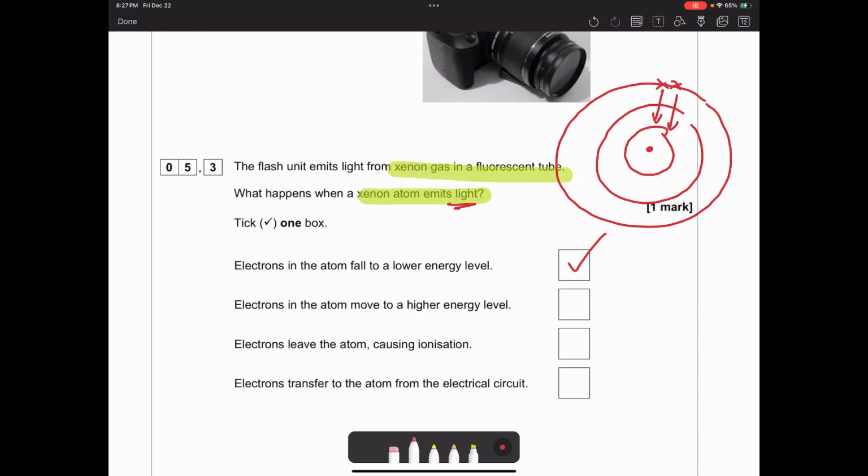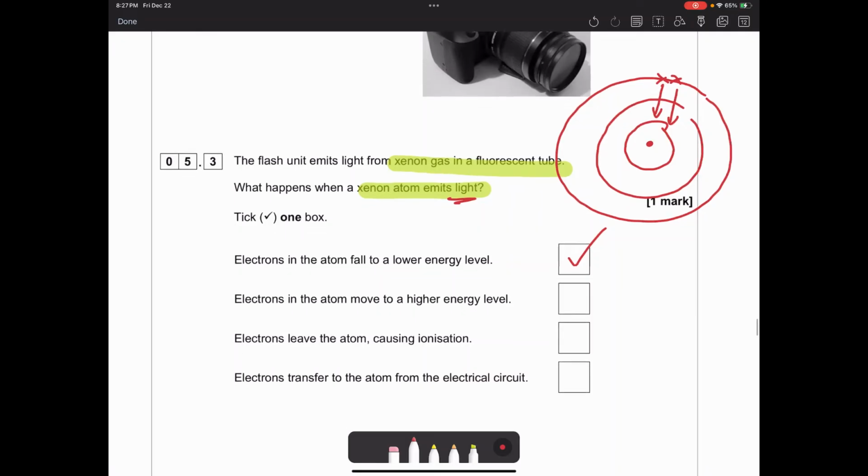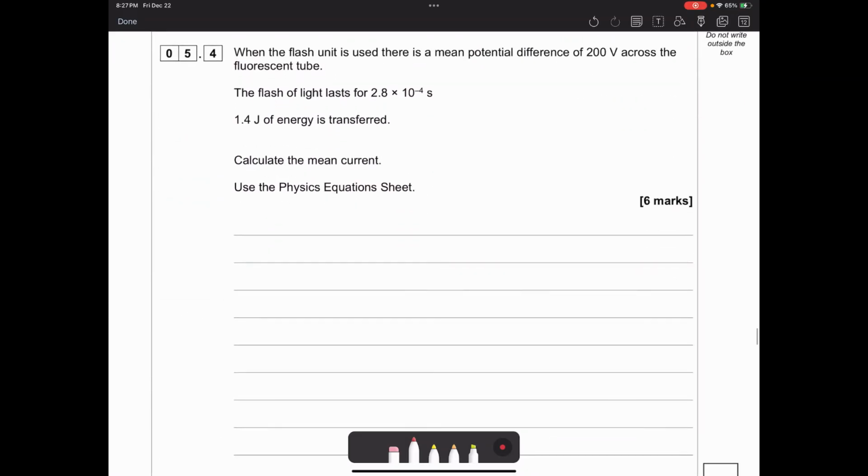If they fall down towards the nucleus, it actually gives off energy in the form of light. I wouldn't worry too much about it. That's just 1 mark there.